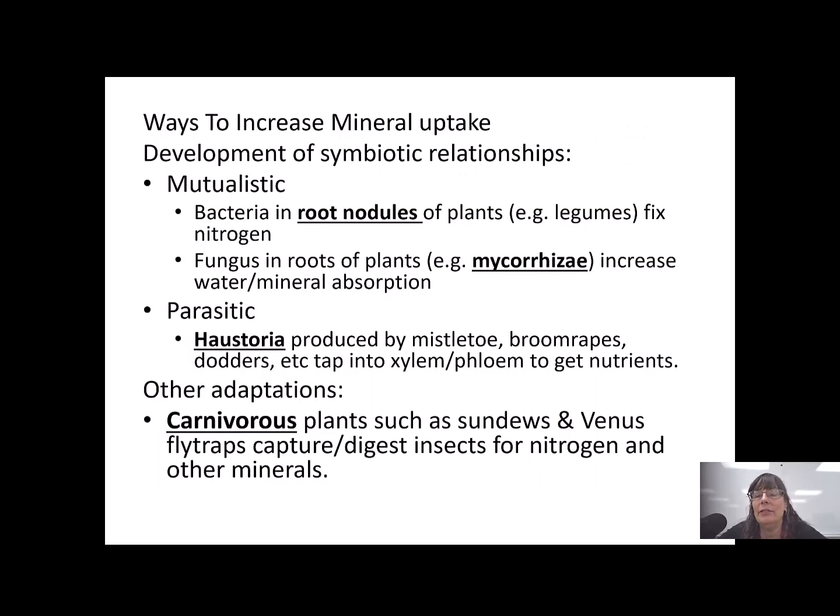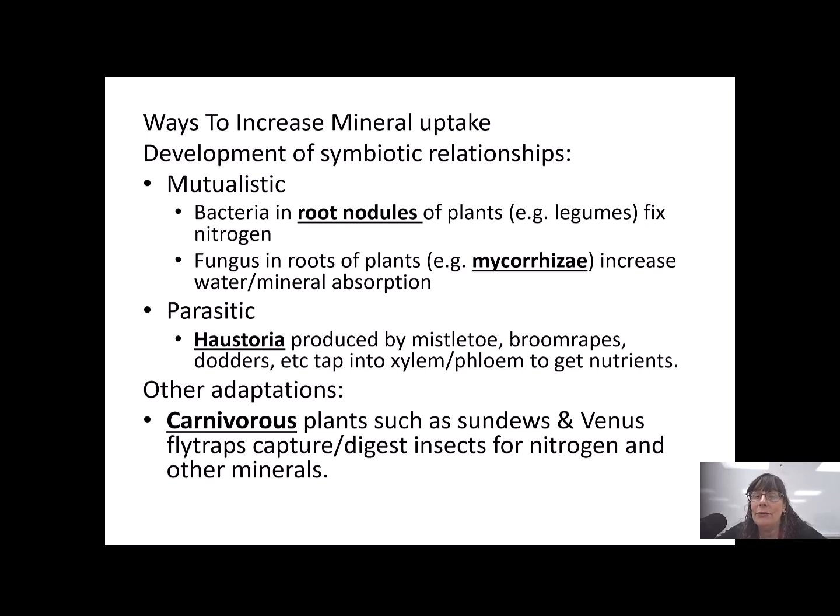So how can we increase mineral uptake? There's a few ways. Of course, we have our mutualistic relationships. We talked about bacteria and root nodules of plants that are going to fix nitrogen for them. We've also talked about fungus roots, mycorrhizae, which will increase water and mineral absorption because they grow around the roots of the plants and they increase the surface area, which makes them more efficient.